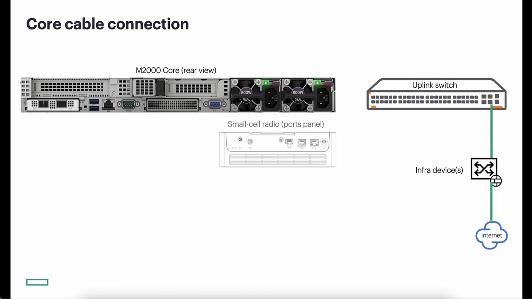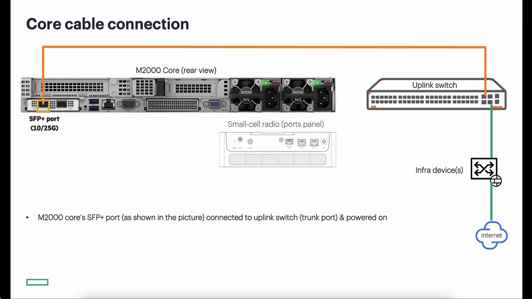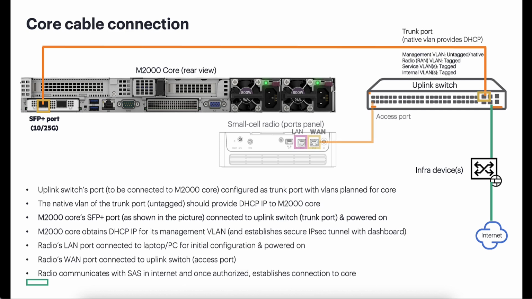Now let's talk about cabling. From the backplate of the core, the bottom row's leftmost port is the only port that should be used. This is a 10 or 25 gig SFP+ port that needs to be connected to the upstream switch. For more detailed information about cabling and the network VLANs, make sure to refer to the on-site network infrastructure planning video. Proper cabling ensures smooth communication between the core and the rest of the network.